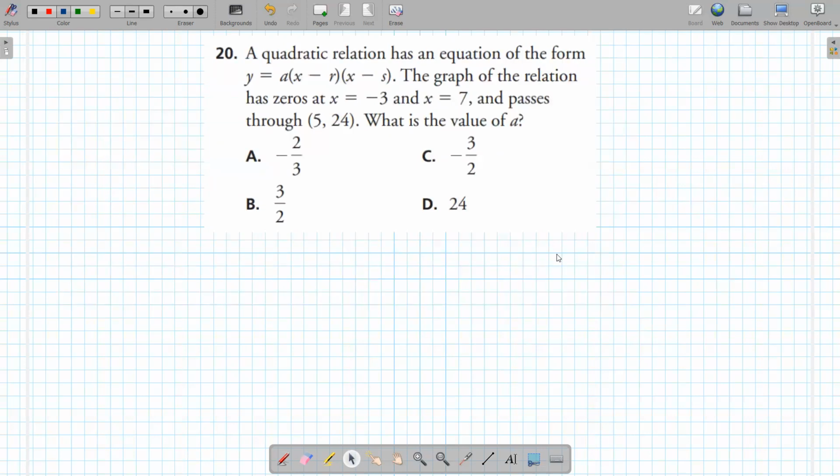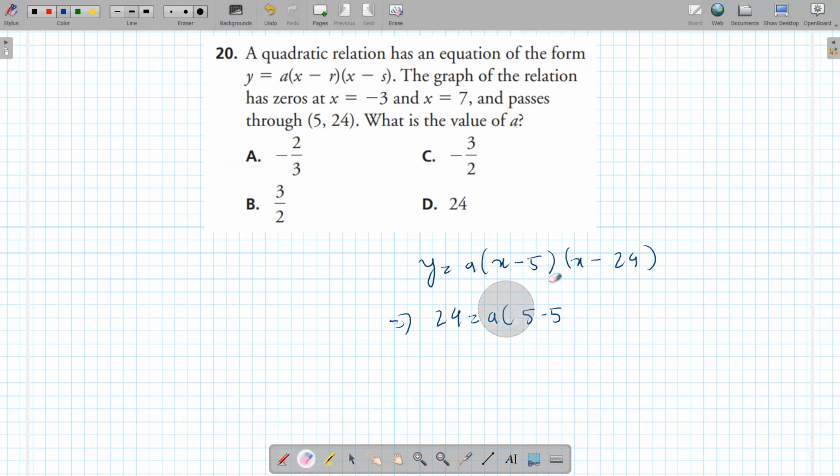Alrighty, they've given us the factored form of a quadratic, and they've given us the zeros. They've also given us the point, and they want us to find the value of a. Very simple. You just plug the x-intercepts in there and solve, and then you plug the point in there and solve for a. Like that, and then what's our point? Our point is 5, 24. So the y value is 24 when the x value is 5.